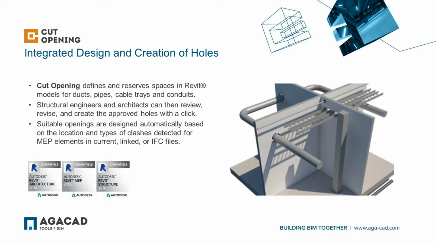Our Cut Opening defines and reserves spaces in Revit models for ducts, pipes, cable trays, and conduits. Structural engineers and architects can then review, revise, and create the approved holes with a click. Suitable openings are designed automatically based on the location and types of the clash detected for MEP elements in current, linked, or IFC files. So you can work with linked Revit files, or you can work with IFC files as well in the workflow, as I will show you in a second.